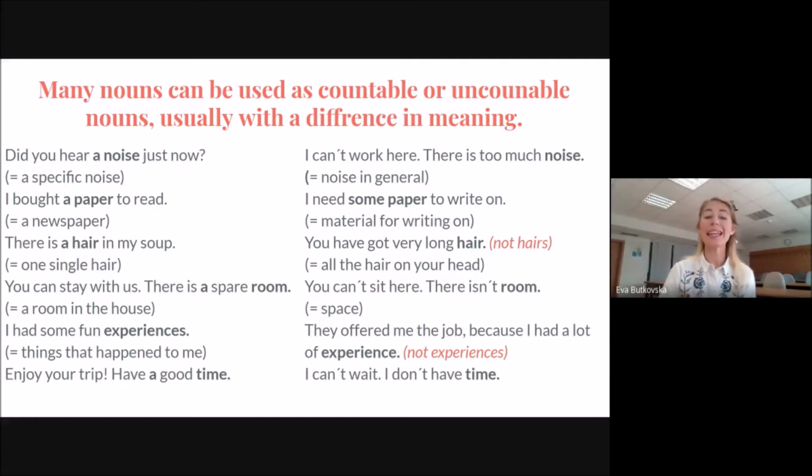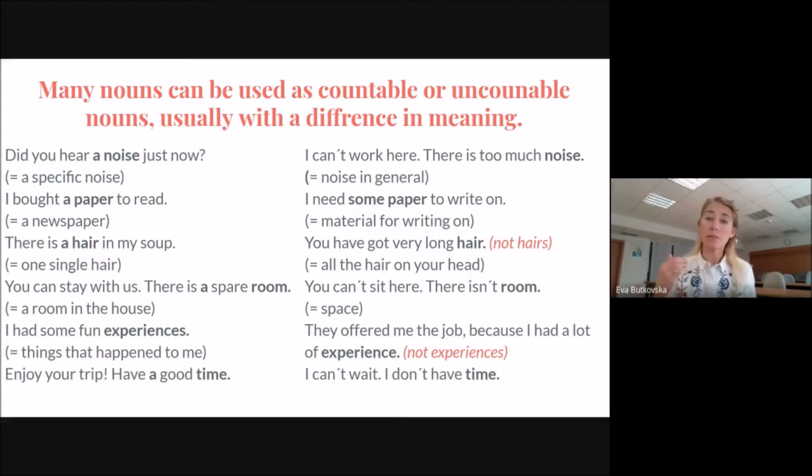And the last one is enjoy your trip. Have a good time. In this case, a time is countable because we are talking about a specific period of time. But if I say, I can't wait, I don't have time, just time in general, I'm in a hurry, so there is no time to do something. So in this case, time is uncountable.